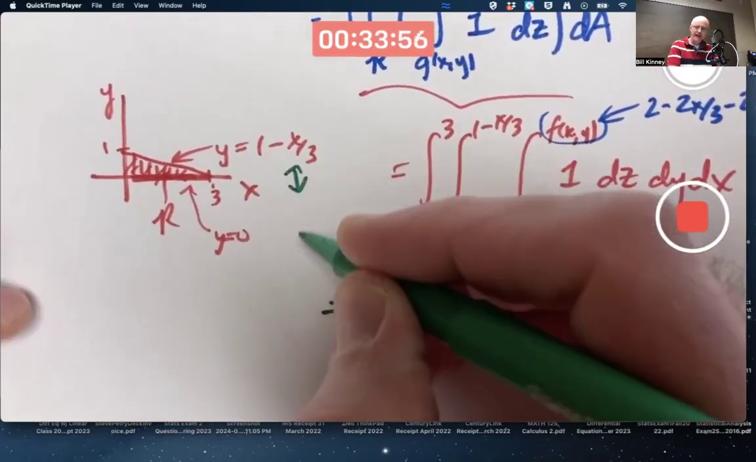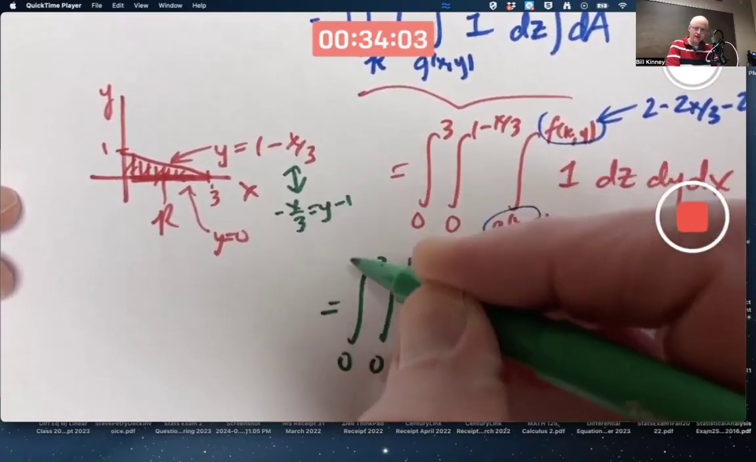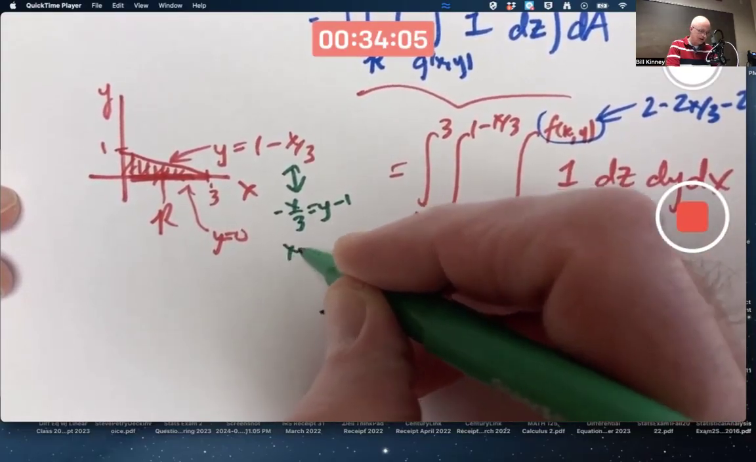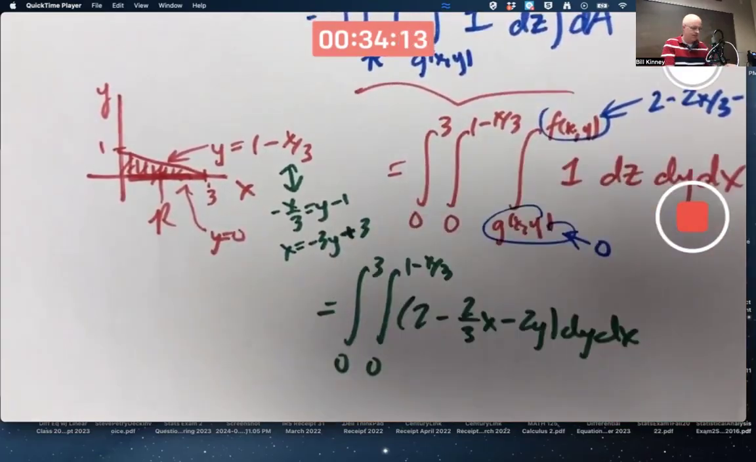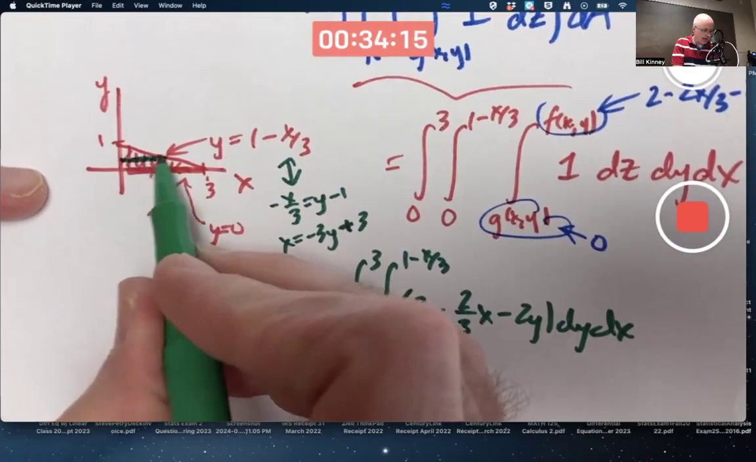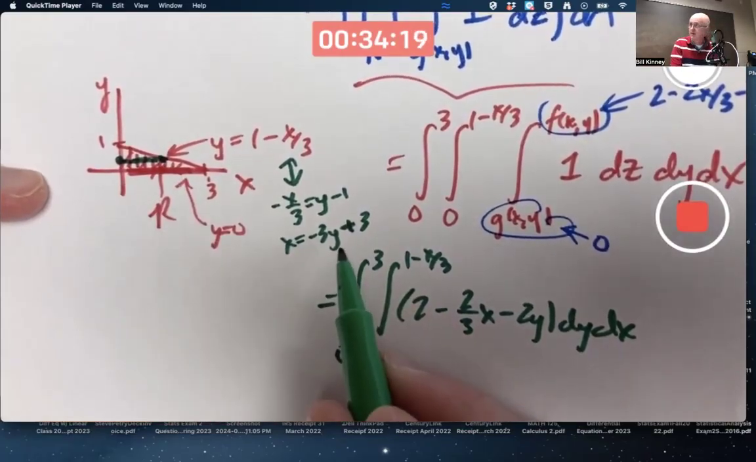Solve this equation for x. Negative x over 3 is y minus 1. So x is negative 3y plus 3. Thinking of it as horizontally simple, for any given y, x is going to go between 0 and negative 3y plus 3.